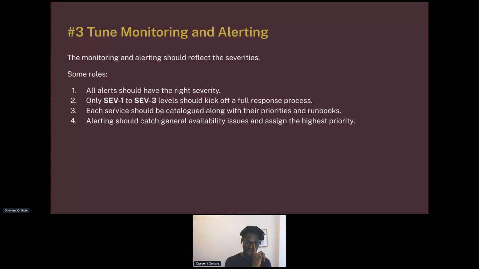And then the last thing is you should generally have your alerting catch general availability issues, right? And assign the highest priority to that. There is this monitoring tool called Datadog that we used heavily at Paystack. It has this thing called synthetics monitoring, where you can ping your services from outside, right? That helps you know when your service is down from outside. And it's really important. If your entire service is down, then no one can use it. You should not rely on people tweeting or going on social media to say, "Oh, what's up? Paystack is down." So that's also important. And obviously, those alerts should have the highest severity possible.